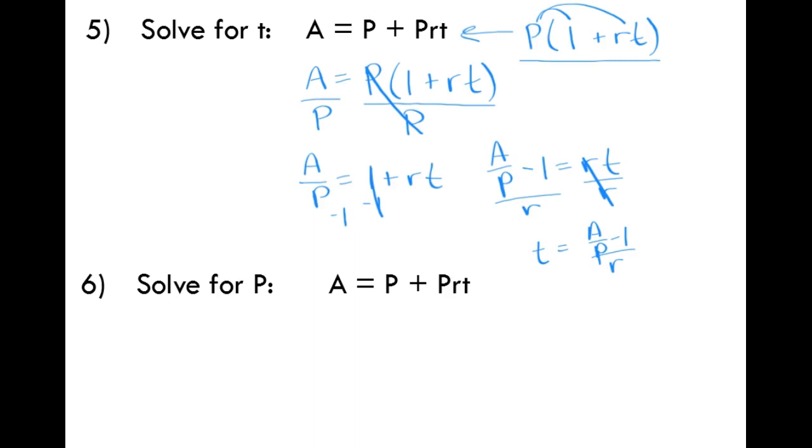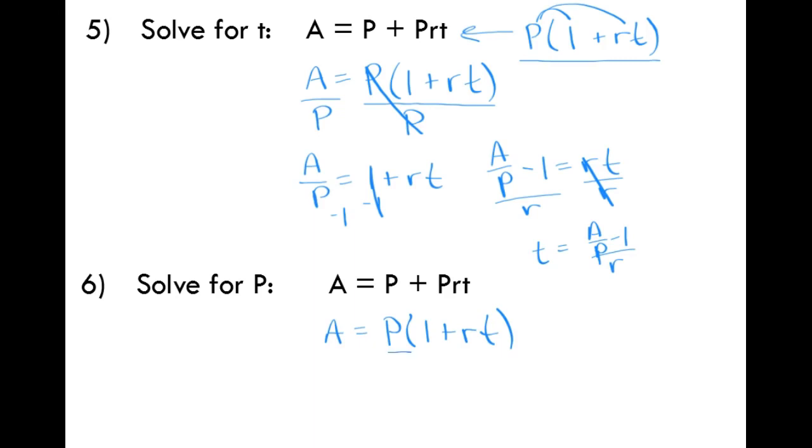Alright, for this one it says solve for p. So we're going to do the same exact start. We're going to rewrite this as a equals p parenthesis 1 plus rt. We're just going to undistribute it. If you really want to know, it's called factoring later. And I know you know that word, but we haven't really factored expressions. So we'll call it undistribute for now. And I want p by itself.